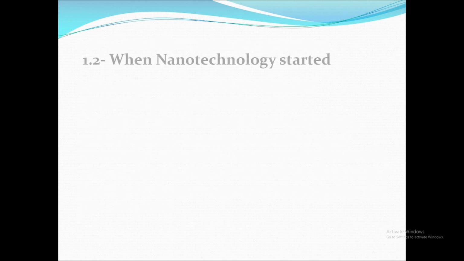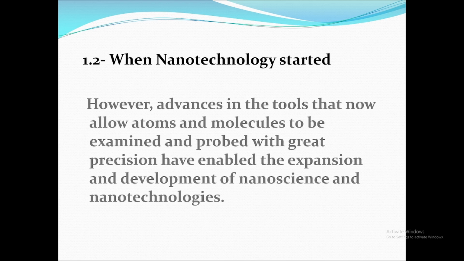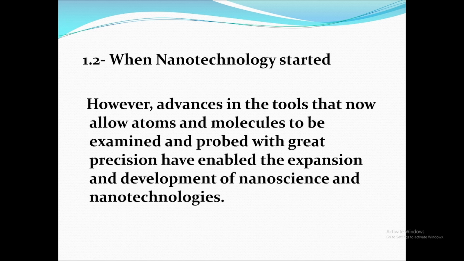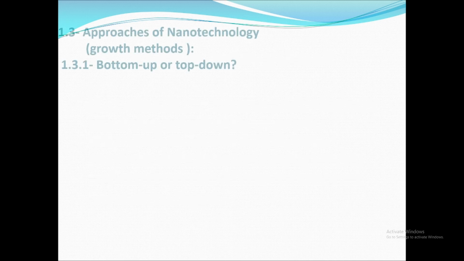Next one is the development of nanotechnology. The development of advanced instruments such as electron microscopes and atomic force microscopes has enabled researchers to observe and manipulate matter at the atomic level. These tools have played a critical role in the expansion of nanotechnology.